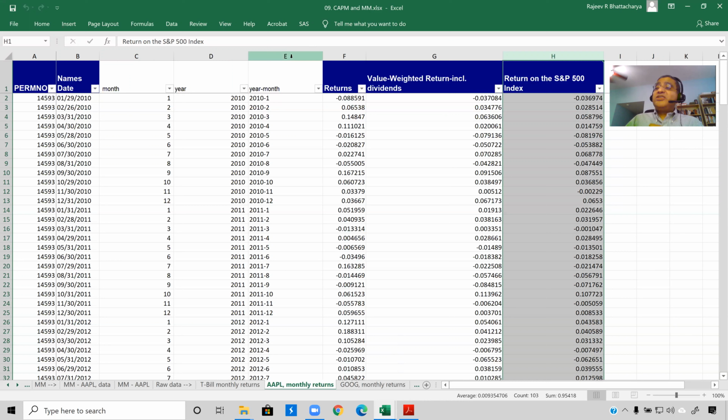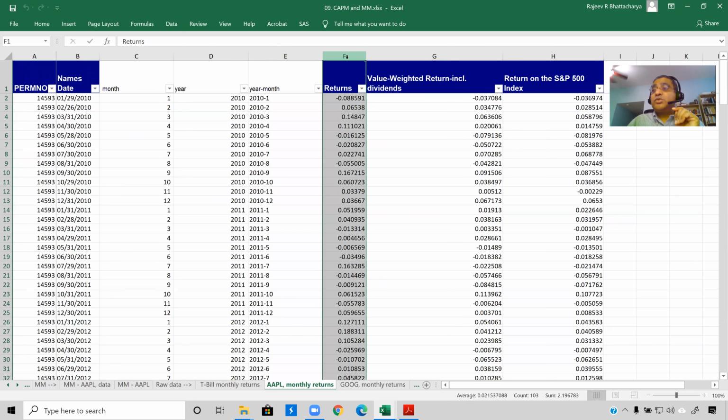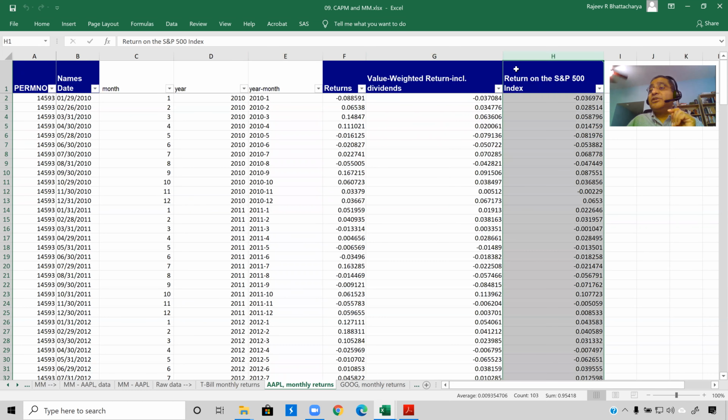All right, but the point is we can still do it. We just have to be very careful, but we can still do it and do it right. That's our objective. So once again, please remember, from the AAPL monthly return worksheet, the common field with which we are going to do the merge is that year-month. From that, the second column is where we have Apple's monthly returns, and the fourth column is where we have the S&P 500 data.